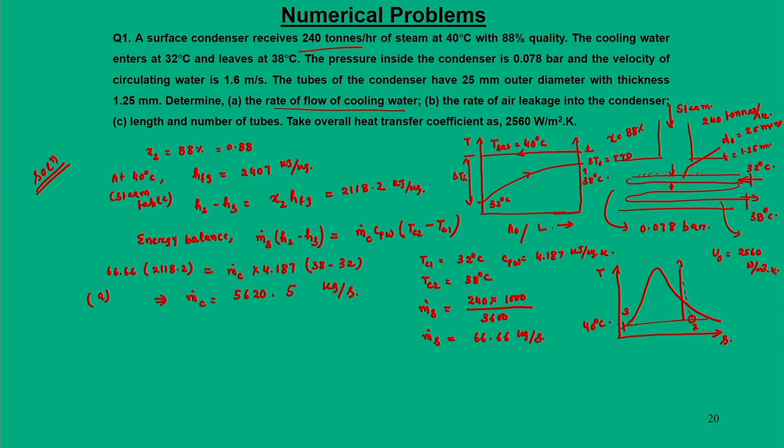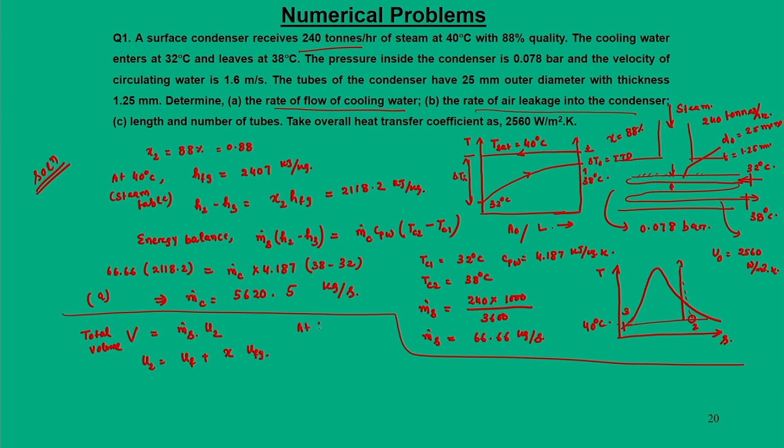Now, for the second part, the rate of air leakage into the condenser. If you take the total condenser volume as V, that total volume can be calculated as the mass of the steam into the specific volume of the steam.